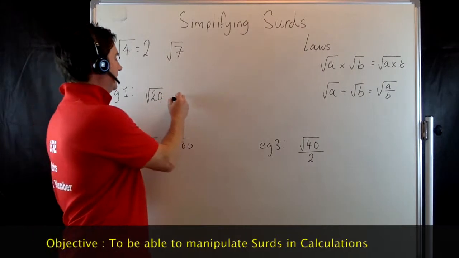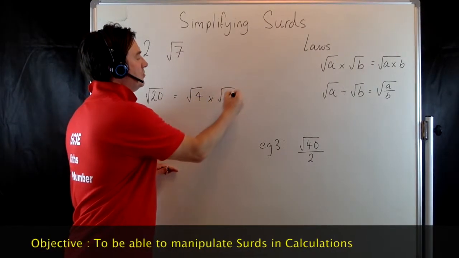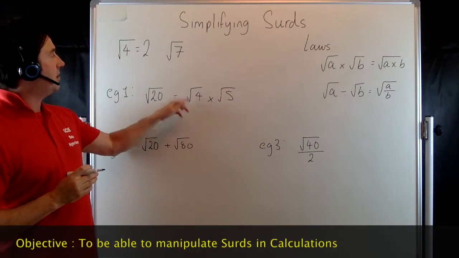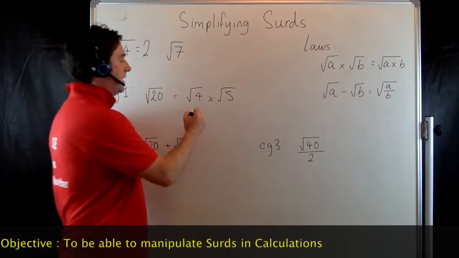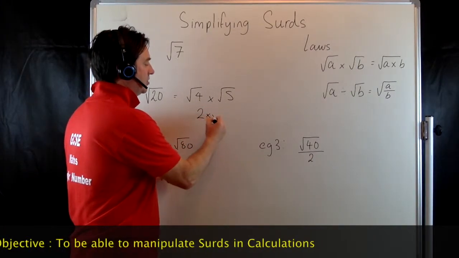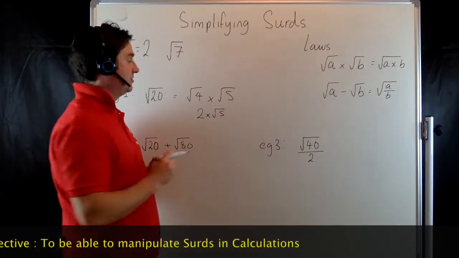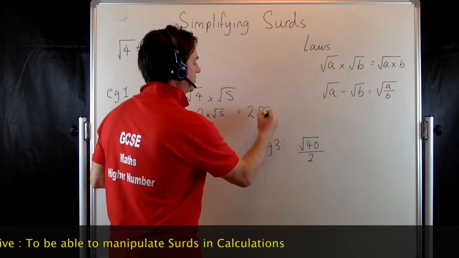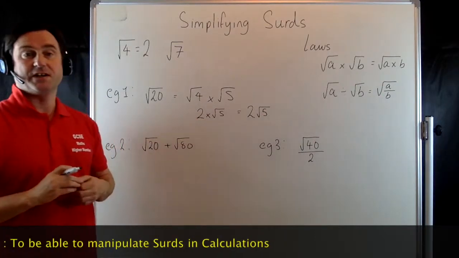So if I write this as root 4 times root 5, we can simplify it because we already know that root 4 is 2. So this just becomes 2 times root 5. And in algebra we don't need to write this times, so our answer simplifies to 2 root 5. Root 5 cannot be simplified because it's a surd.